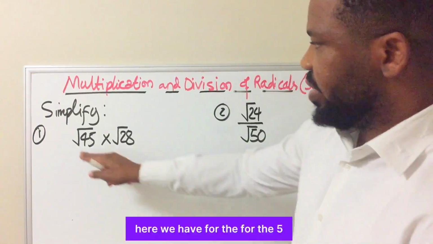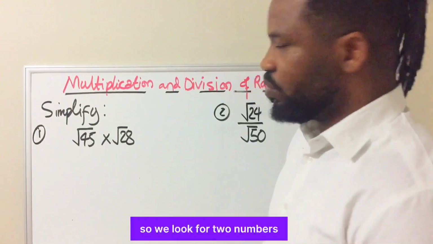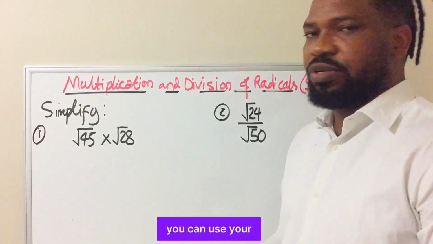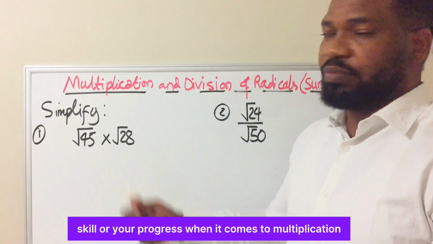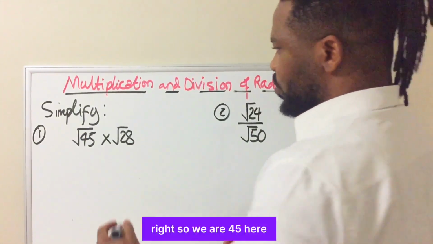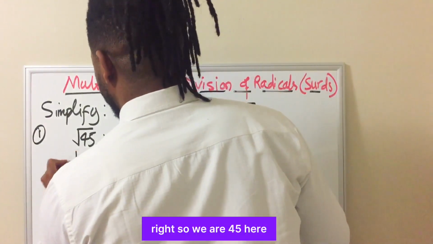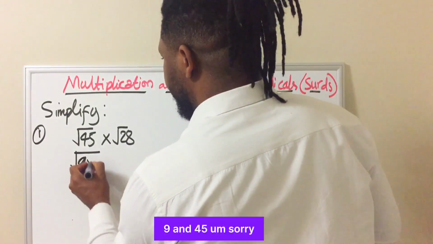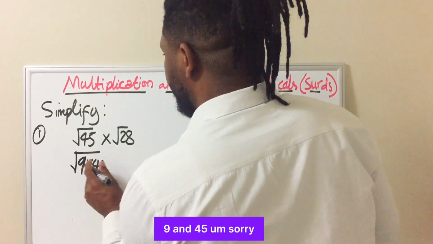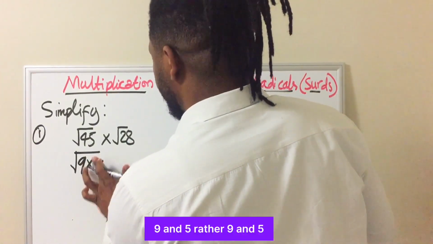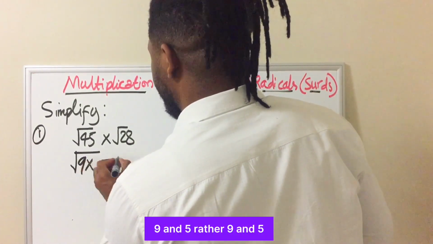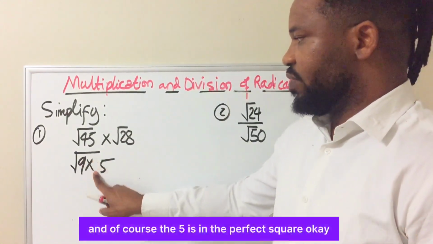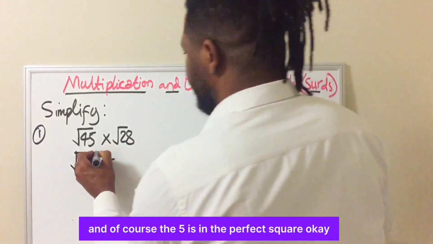Here we have the square root of 45. So we look for two numbers. Like I said, you can use your skill or your prowess when it comes to multiplication. Look for two factors, of course, 9 and 5. The 9 is a perfect square, and of course the 5 isn't a perfect square.